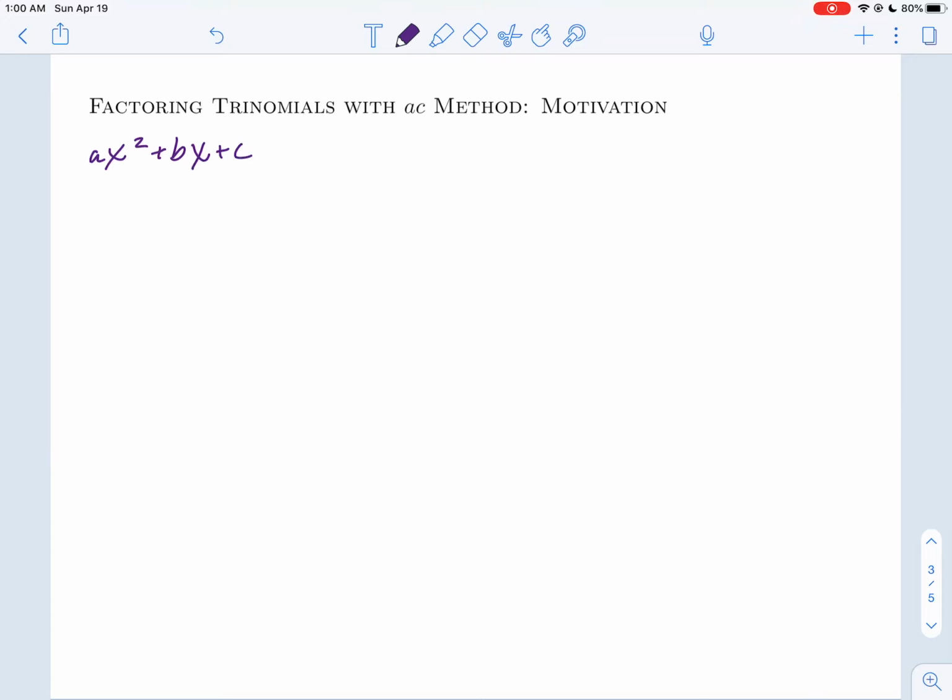So the big motivation here, kind of higher level to what we're going to do with this, is that we want to take a trinomial and we want to turn it into a polynomial with 4 terms.